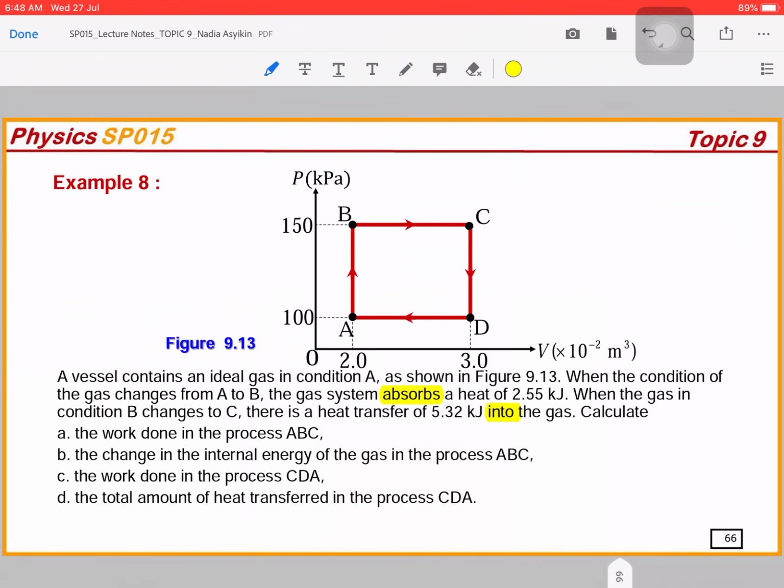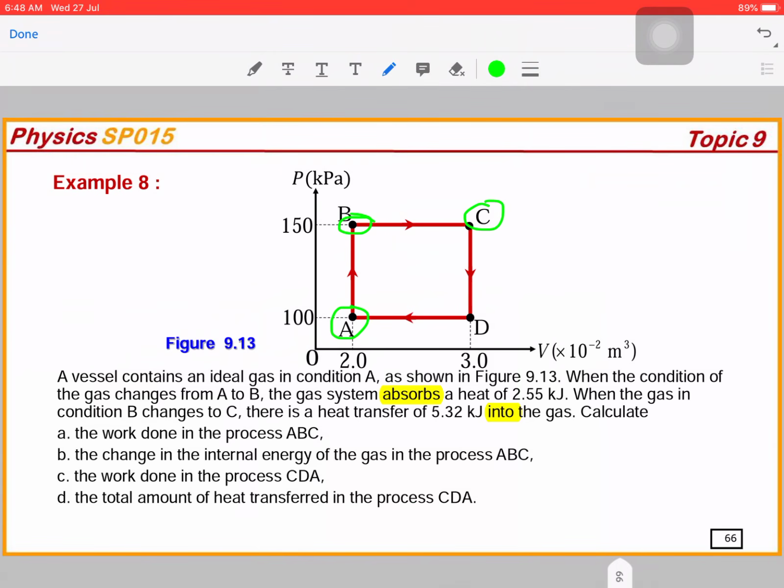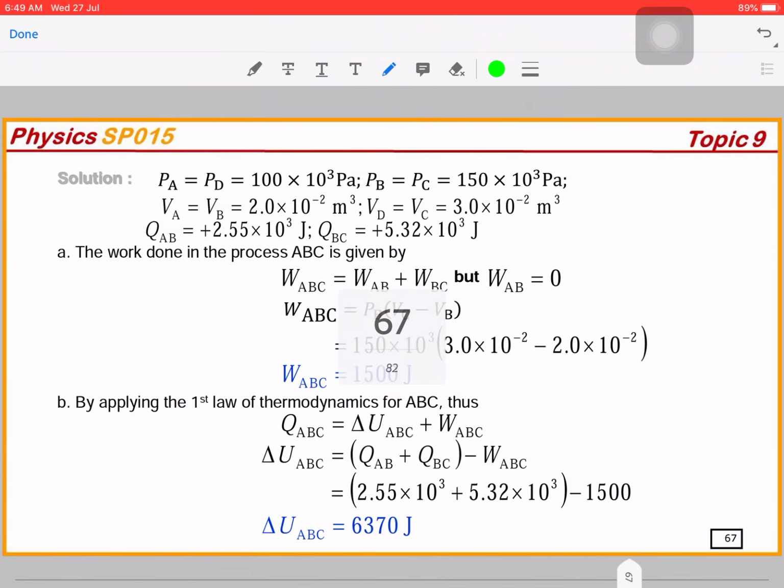Calculate the work done in the process A, B, C. And then B, the change in the internal energy of the system. The change in internal energy of the gas in process A, B, C. Okay, from A to B to C. The work done in the process CDA, and lastly the total amount of heat transfer from process CDA. So we do it one by one.